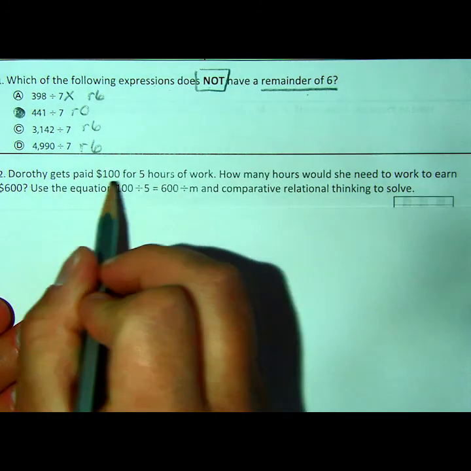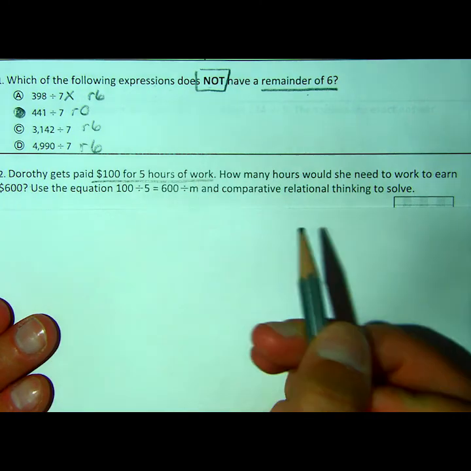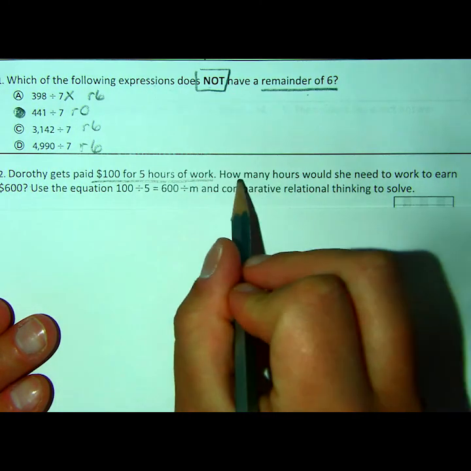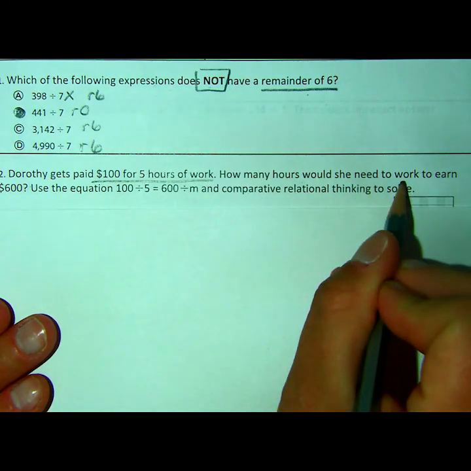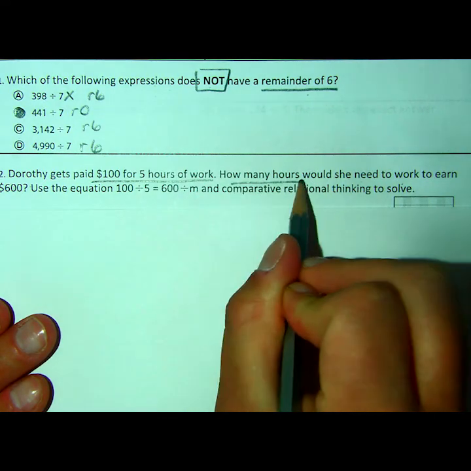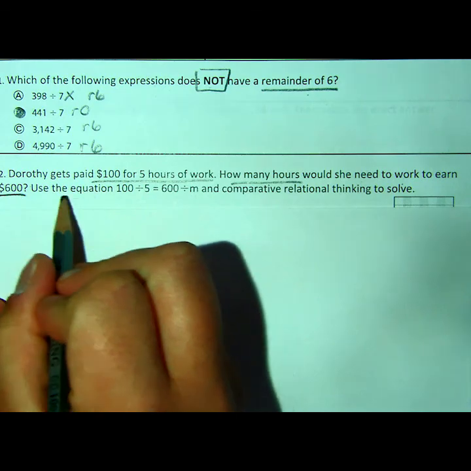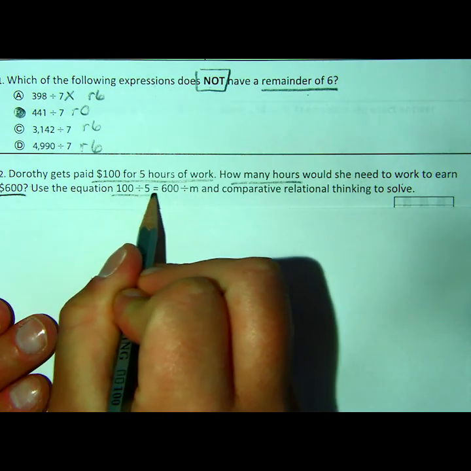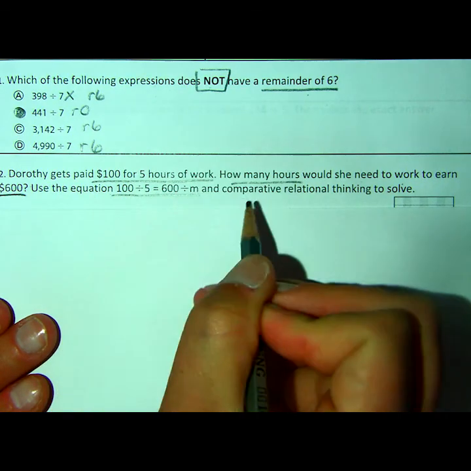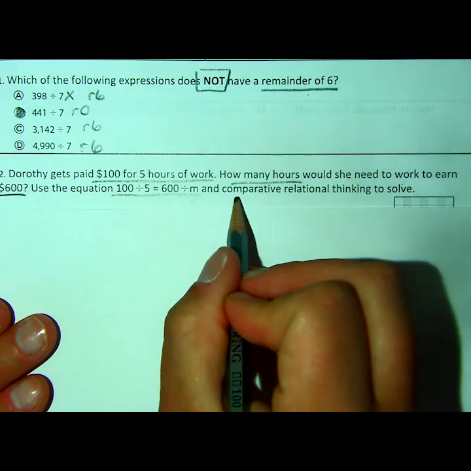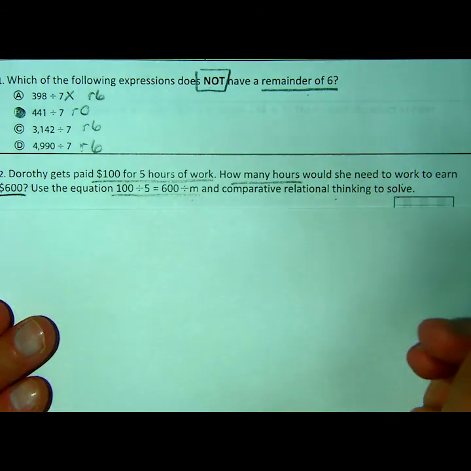Dorothy gets paid $100 for 5 hours of work. The question is, how many hours would she need to work? So how many hours to earn $600? Then they told us here, use the equation 100 divided by 5 is equal to 600 divided by an unknown, and comparative relational thinking to solve.